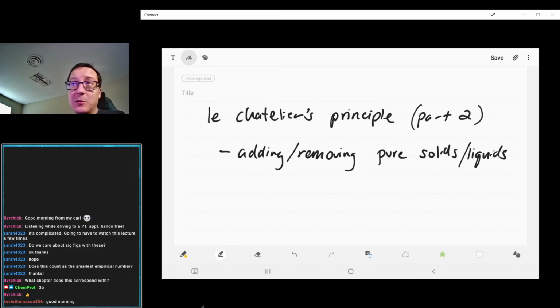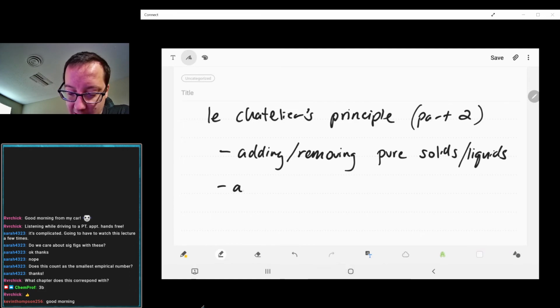We're going to assume that adding or removing pure solids and stuff is not going to change the volume of a container of gas. By that, you technically could have an increase of pressure or decrease of pressure depending on what you're doing with the solids or liquids. So let's just not even get into that. Don't worry about that. So that's one thing we can deal with.